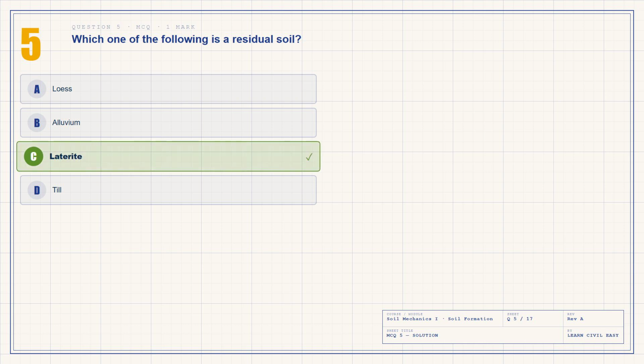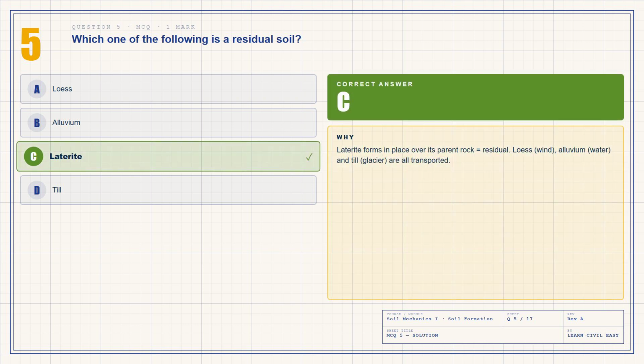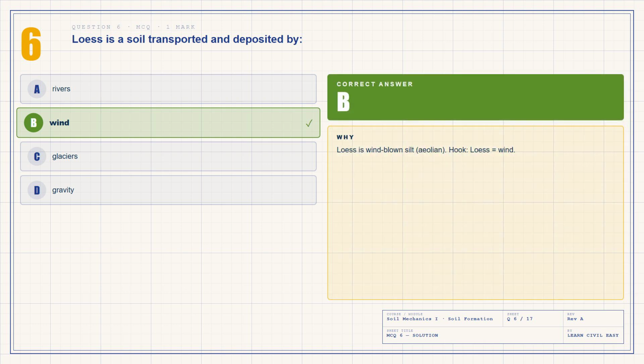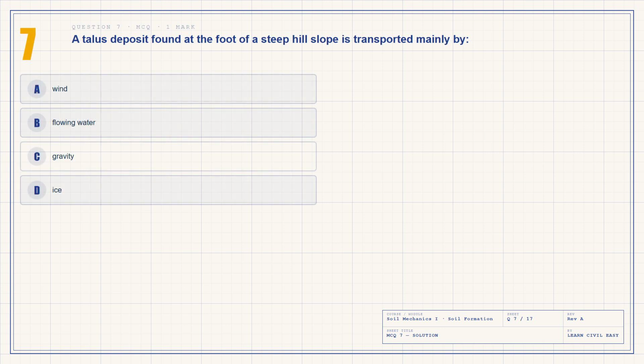Question 5. The answer is C. Laterite. Laterite forms in place over its parent rock, so it is a residual soil. Loess, alluvium, and till are all transported soils. Question 6. The answer is B. Wind. Loess is wind-blown silt, an aeolian deposit. Quick hook: loess equals wind.